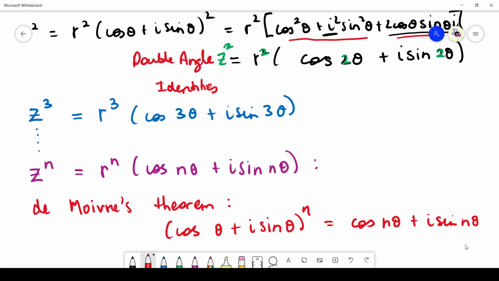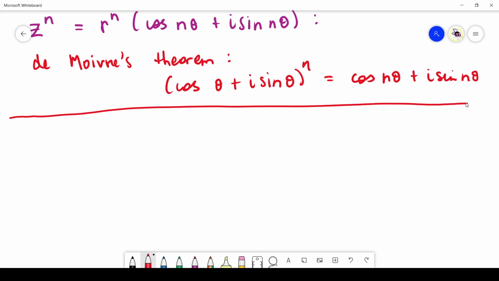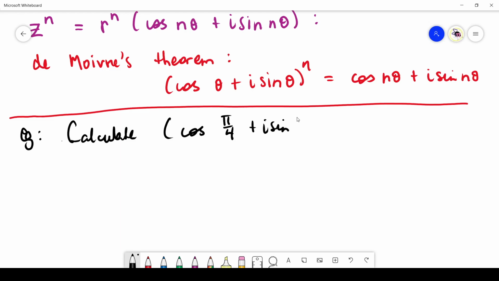Actually, I think I may give you guys an example to look at. Let me give you an example of how to apply De Moivre's theorem. Let's say they wanted you to calculate or evaluate the value of (cos π/4 + i sin π/4) raised to a power of 8. Now this is a high power. Nobody in their right mind is going to multiply this bracket 8 times.